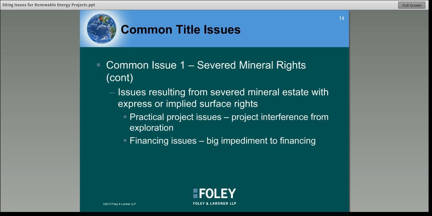And number two, which may even be more important, is financing issues, because lenders, as we know, tend to be very conservative. And when lenders see these kind of severed mineral rights, they become very reluctant to finance your project unless you resolve the rights in a satisfactory manner.